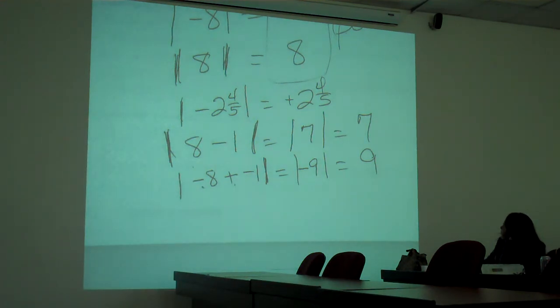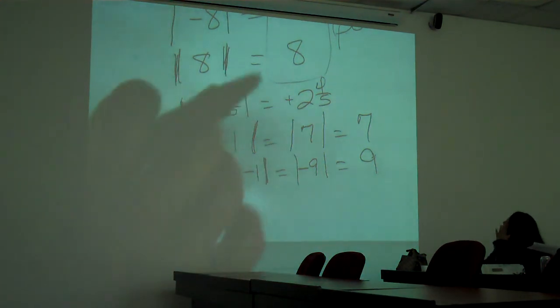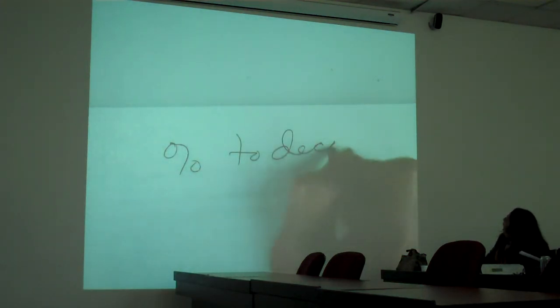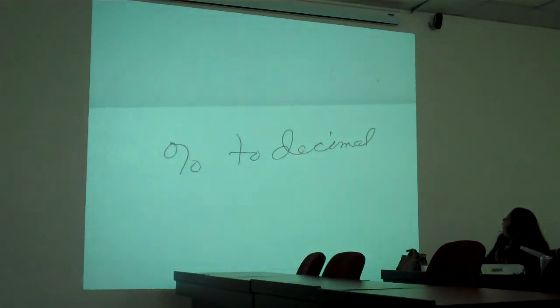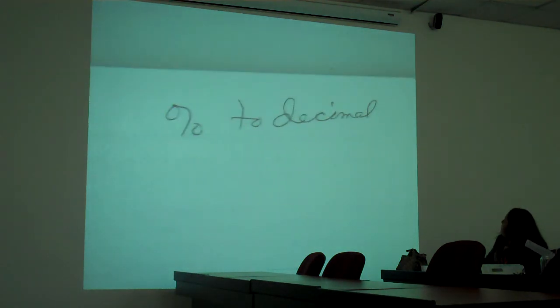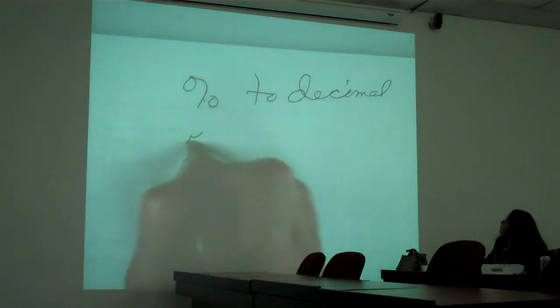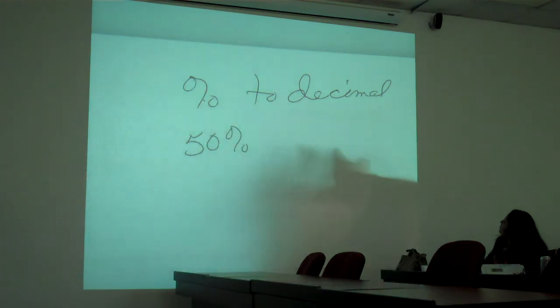There is some skills maintenance, and you probably have to do some of it. Here's some percentages that you have to turn to a decimal. That's skills maintenance, because it was stuff that you should remember from last semester. Do you remember how to turn a percent to a decimal? Yes. Okay, the easiest one to remember is 1/2 is 50%. If you had 50%, what is that as a decimal?